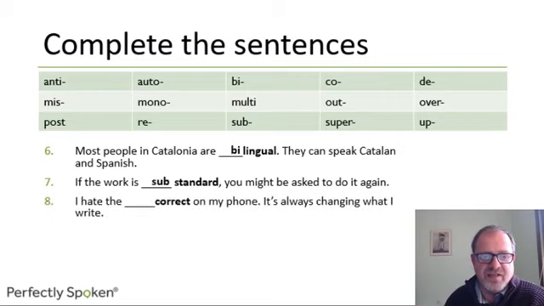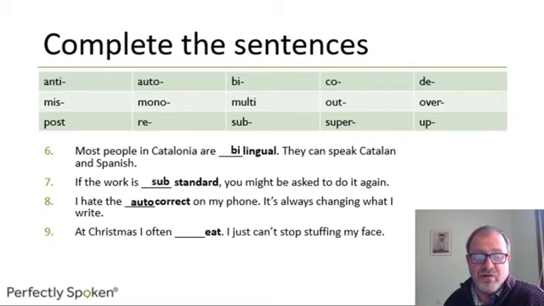Number 8: I hate this something correct on my phone, it is always changing what I write. I find this a lot when I'm trying to write messages quickly and the phone keeps changing, and sometimes I send it with completely the wrong message I wanted to. So the thing that corrects your writing, your spelling and so on is the autocorrect. It does it automatically. Autocorrect.